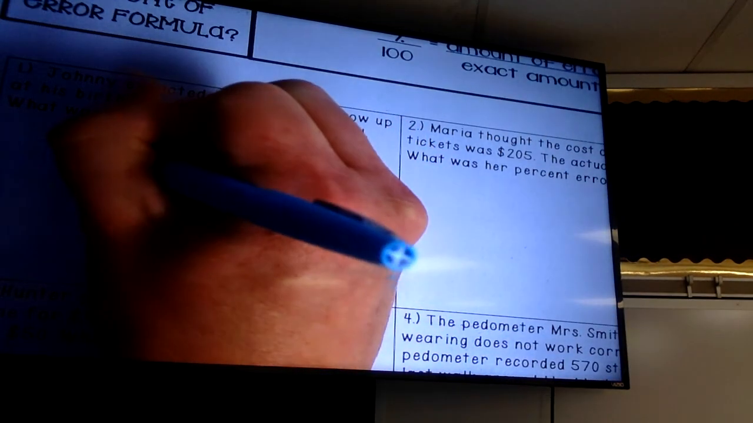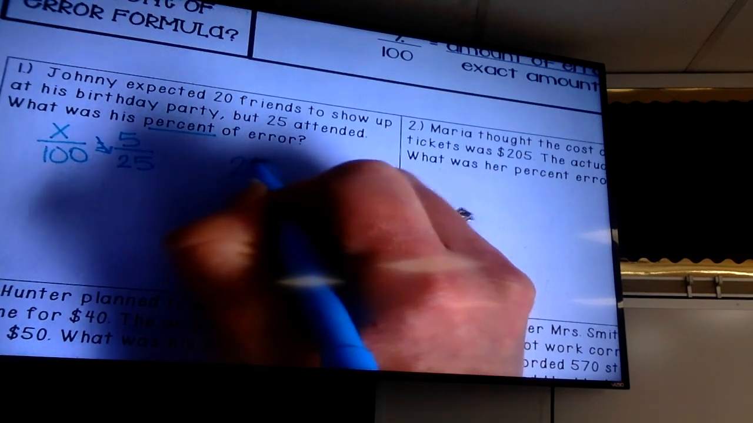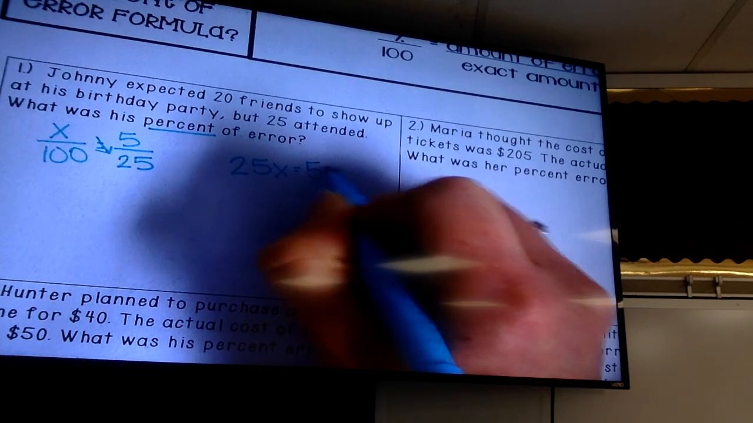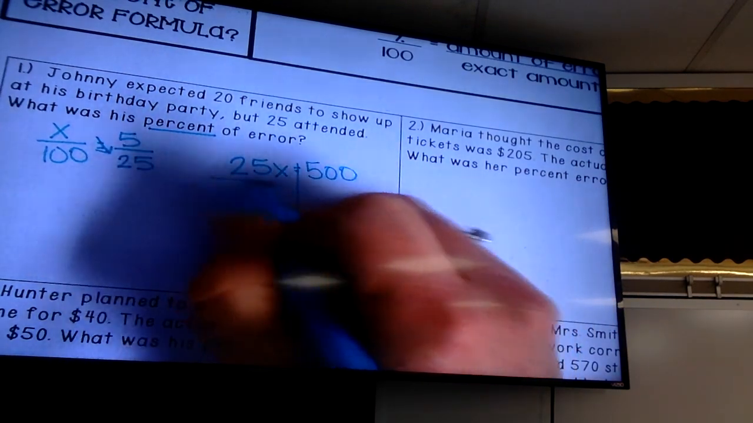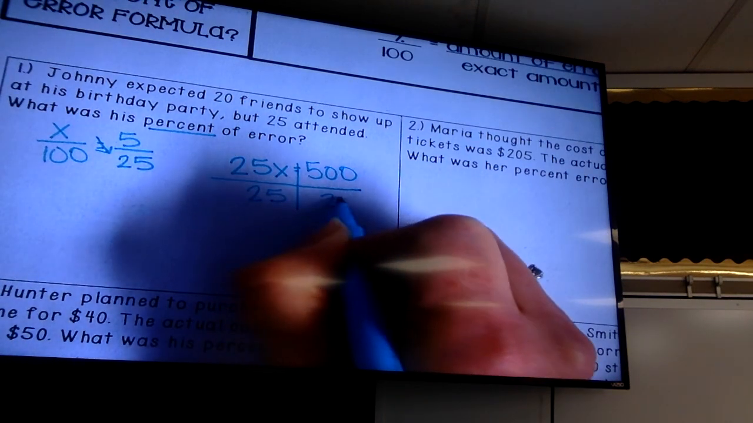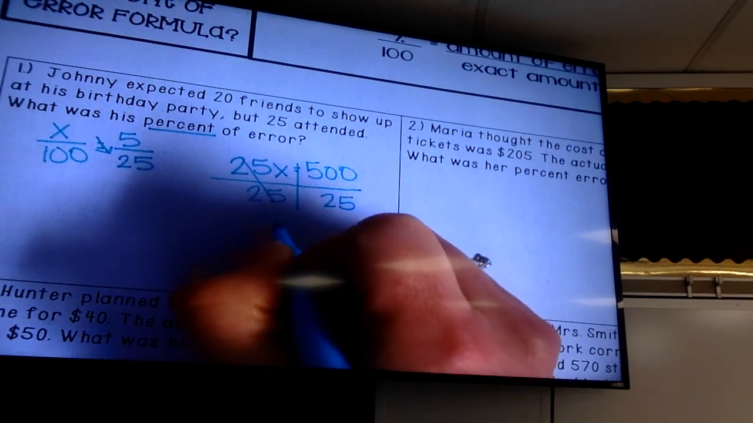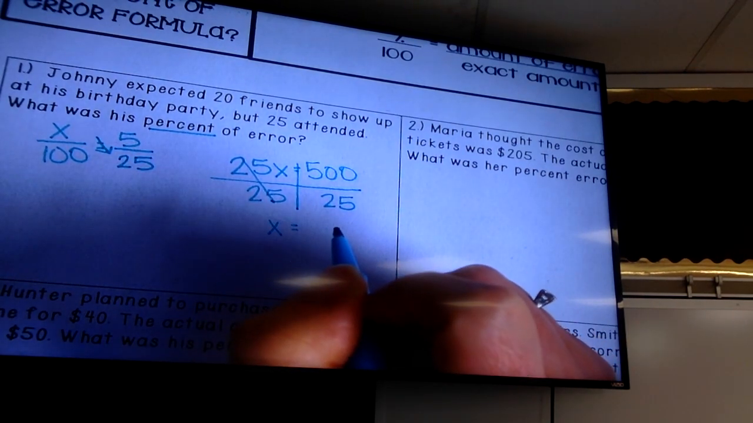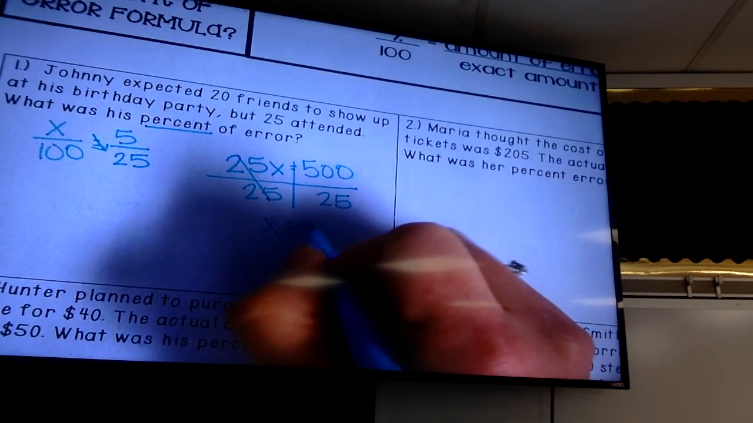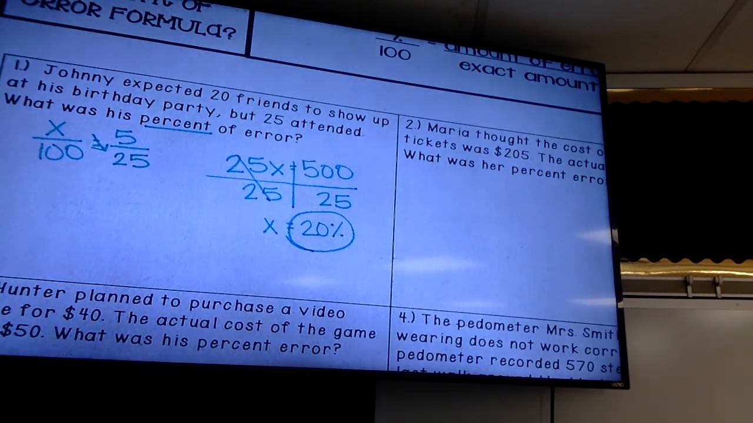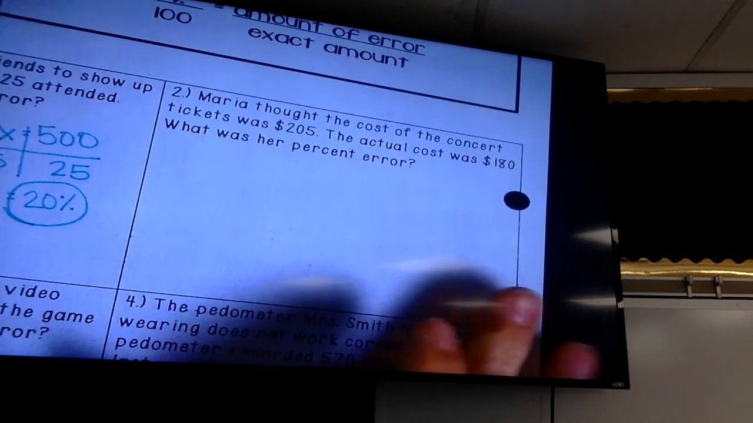Okay, so cross multiply. I have 25 times X is 25X. 100 times 5 is 500. I need to get the 25 and the x separated from each other, so I'm going to divide by 25. And when I do that, I do 500 divided by 25, and I get x equals 20. That means he was off by 20%. He didn't guess very well. Okay, let's try another one.